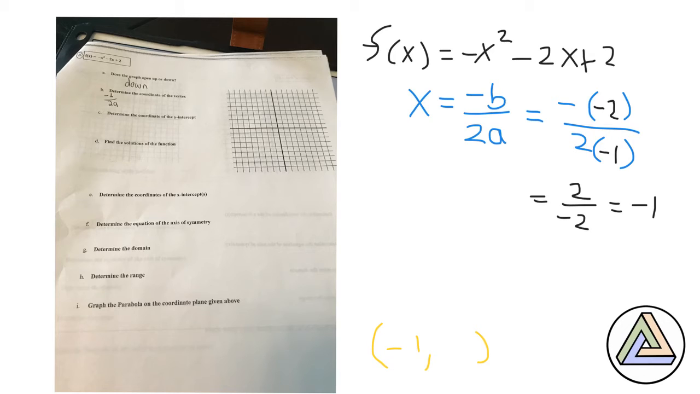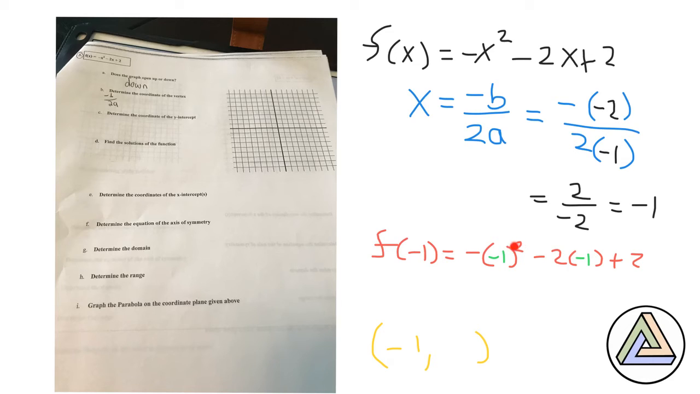Now to find the y-coordinate of the vertex, we take this negative 1 and we plug it into the function. This is also known as finding f of negative 1. So that would be negative. Look at me doing empty parentheses again. It's always a good idea. Keep it clean, keep it organized. Plugging in our negative 1 here, negative 1. Let's get really clear about this.